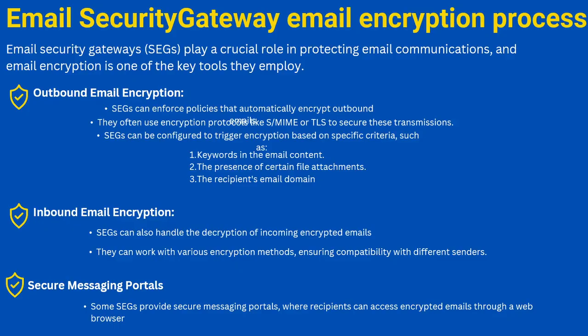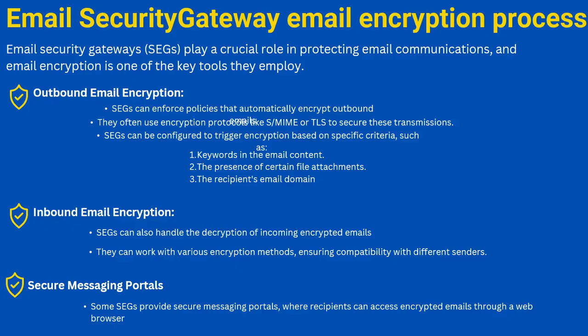Let's break down how they use encryption, starting with outbound email encryption. Secure email gateways can enforce policies that automatically encrypt outbound emails. This means that if an email contains sensitive data, the SEG will automatically encrypt it before it's sent. This is crucial for preventing data leaks. They often use encryption protocols like S/MIME or TLS to secure this transmission, and these protocols ensure the email is encrypted during transit, and in the case of S/MIME, the content itself is encrypted.